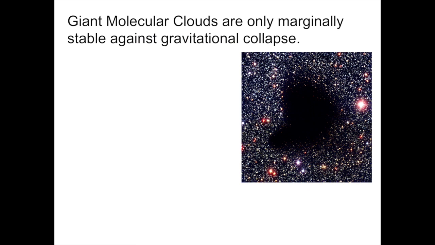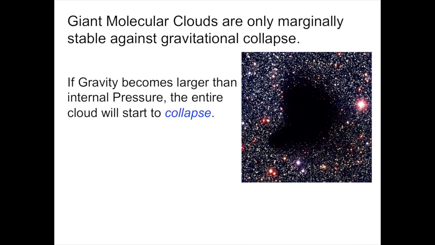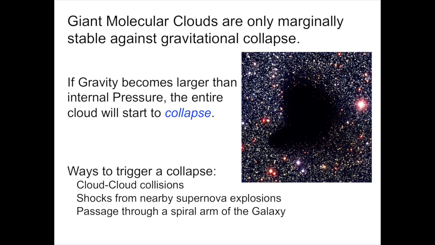These giant molecular clouds are held up against gravity by the combination of gas pressure, magnetic fields, and turbulent motions, but they're only just held up. They are what we would refer to as marginally stable against gravitational collapse. If gravity becomes slightly larger than the internal pressure, the entire cloud is simply going to collapse on itself. The collapse will proceed faster than the internal gas pressure, at least initially, can respond to the change. These are systems that are far out of hydrostatic equilibrium.